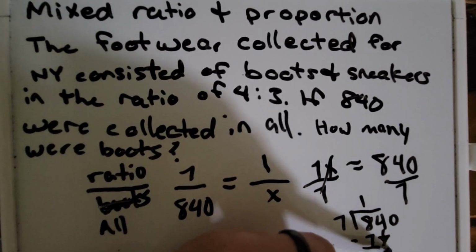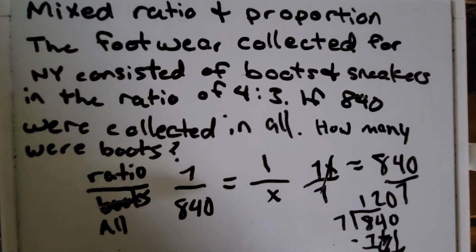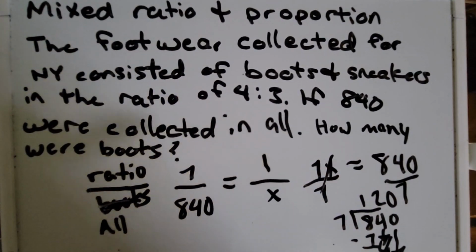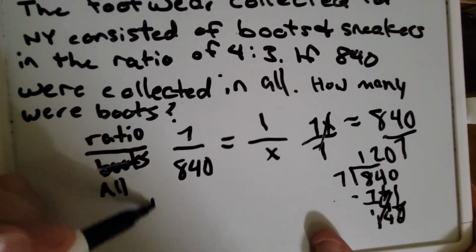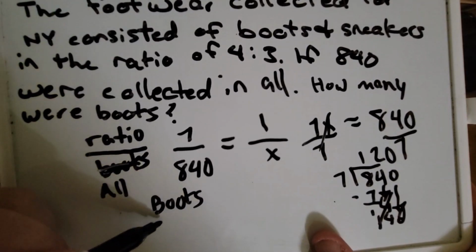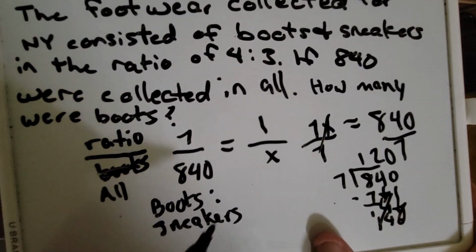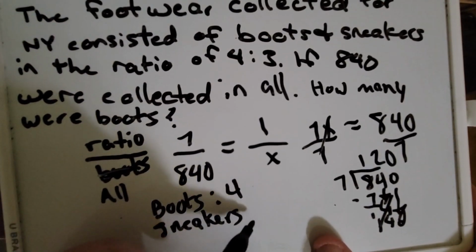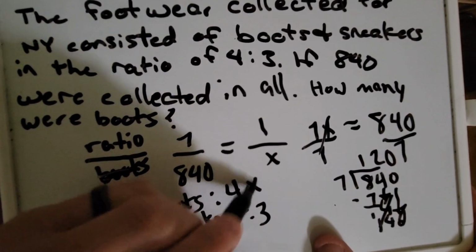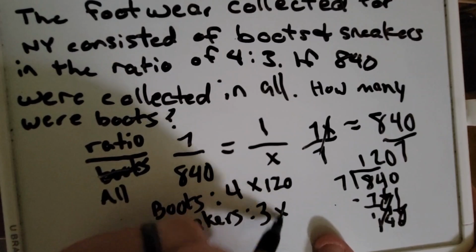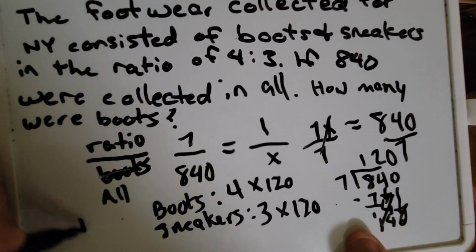Bring this down, 2, bring down the 0, 120. So we know that it's 120 per part. So we know that the boots and the sneakers are the parts. The boots are going to be 4, the sneakers are going to be 3. So we're going to take that 120 and multiply it by each part. 4 times 120, let's go ahead and do it.